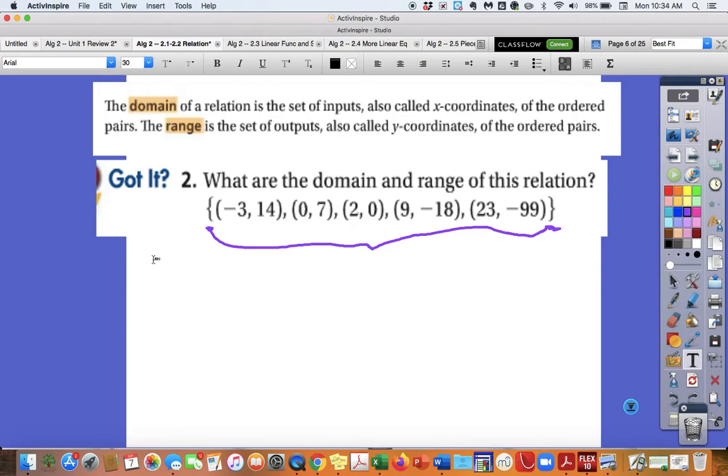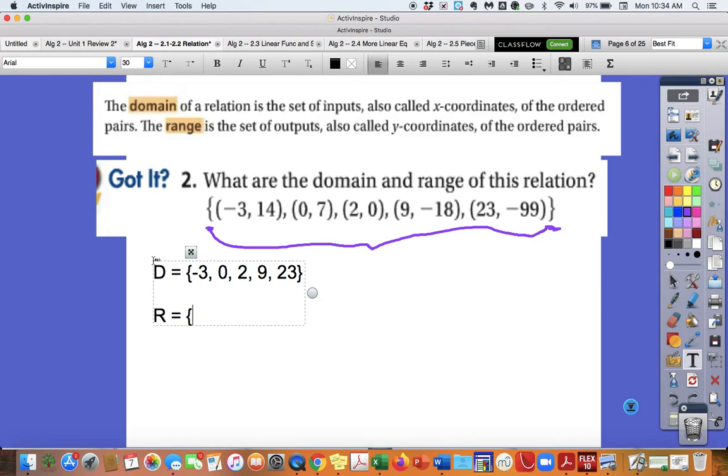Then it asks, what are the domain and range of this relation? Typically we just write D for domain equals, and we use the set braces. Then let's list all of the x values. If something repeats, we do not put it twice; we only list it once. So I have -3, 0, and 2, looking at the first number in each ordered pair. Those are my domain values. When I have them all listed, I close my braces and I'm done with that set. For range, I'll write an R, and I'm looking at the back of all the ordered pairs.